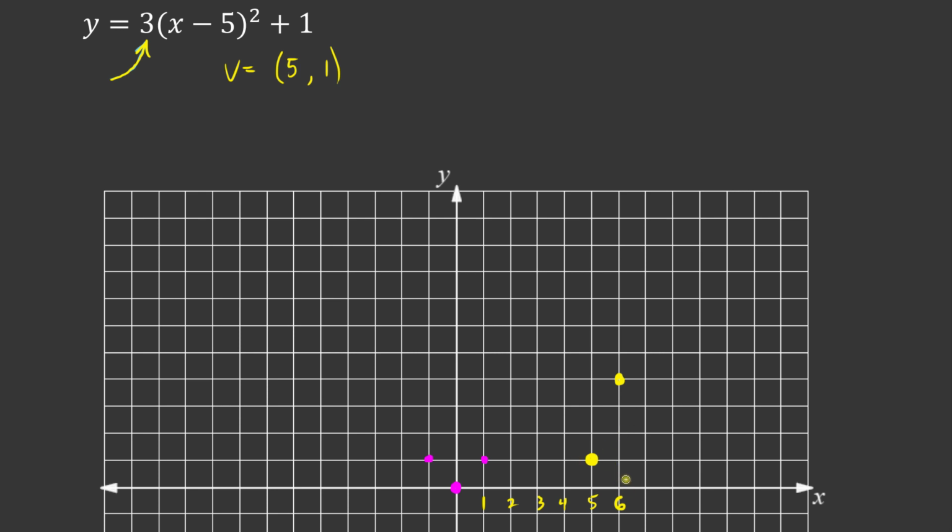And you could always test that with a table of values. Put 6 as an x value into this equation. 6 minus 5 is 1. 1 squared is 1. 1 times 3 is 3, and 3 plus 1 is 4, a y value of 4. So I've got my second point. Parabolas are symmetrical, and I can now connect my dots. And because this parabola is 3 times taller than the normal parent function, you can see that my y-intercept would be way up at 76, like I mentioned before. And now I have my sketch of my parabola.